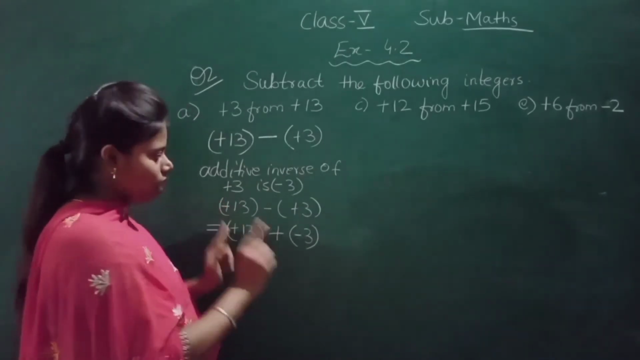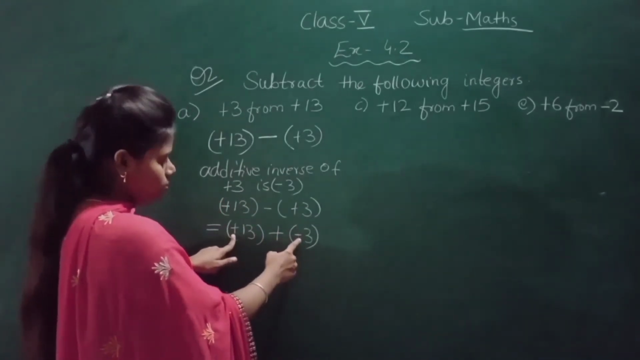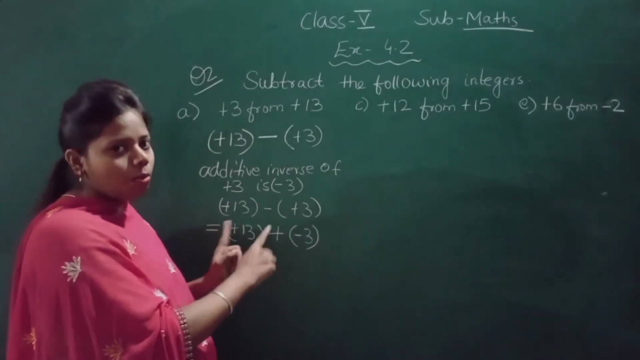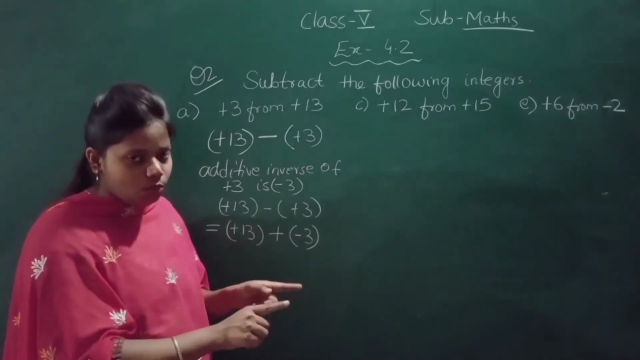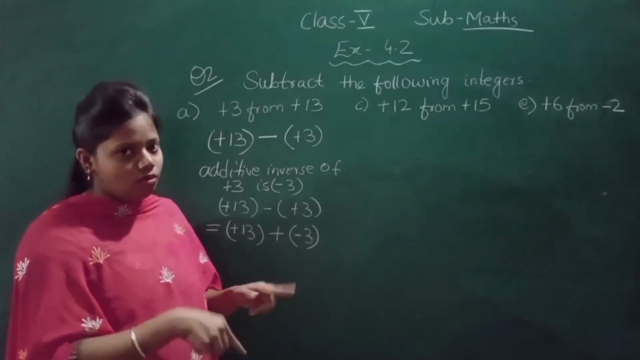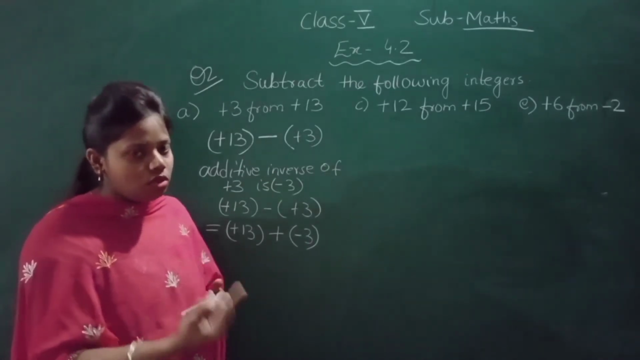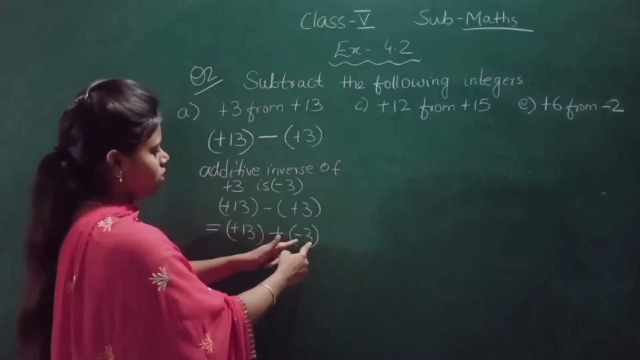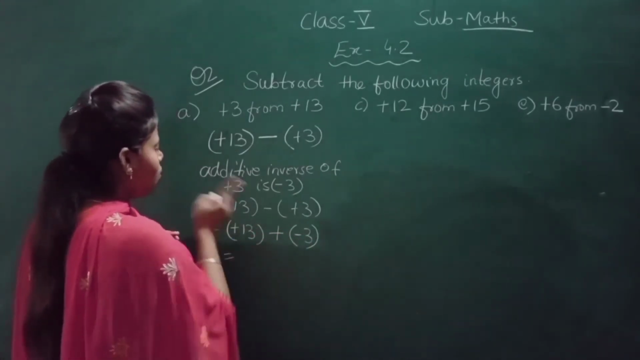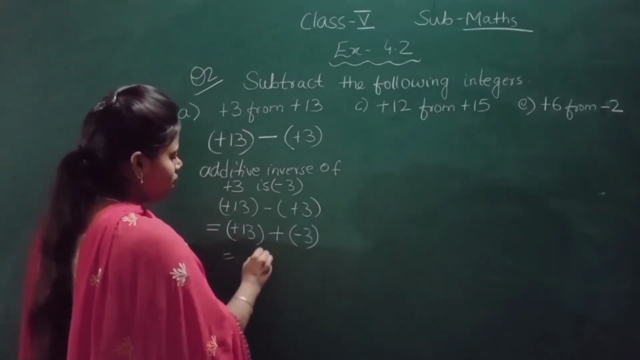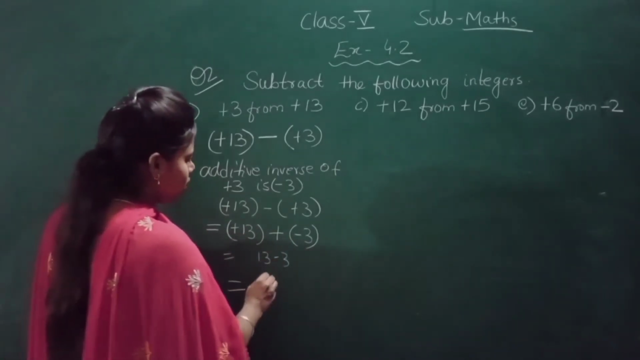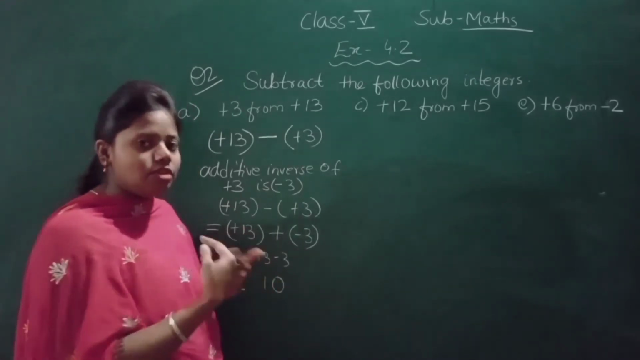Now we will see the signs. This one is plus, this one is minus. So plus minus, both are of different sign. I have told you that when two integers have different signs, we have to subtract. This one is plus 13, this one is minus 3. So we will subtract. 13 minus 3 is how much? It is 10. And which sign will we put?